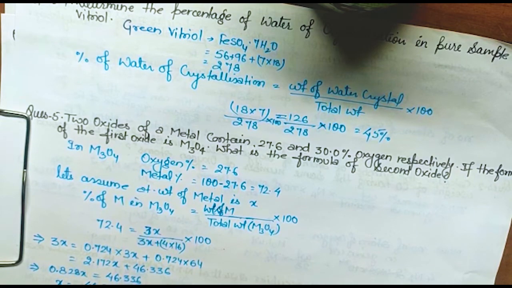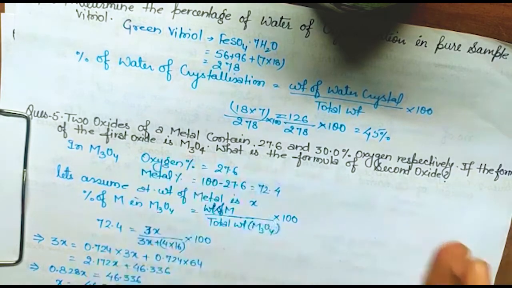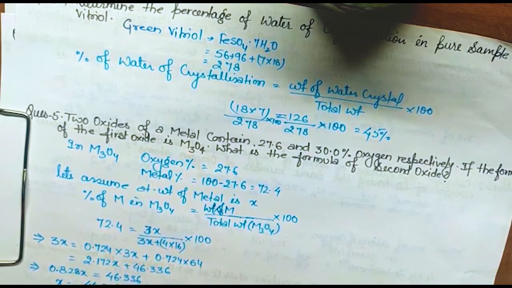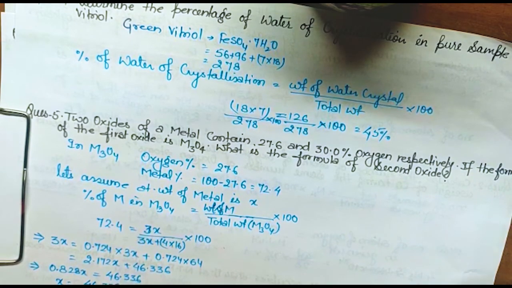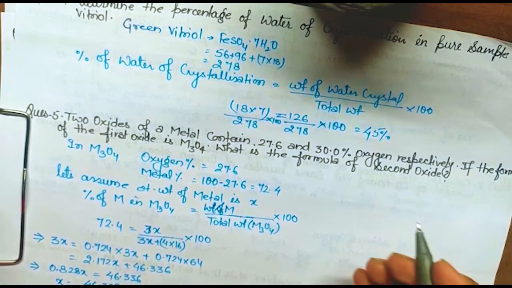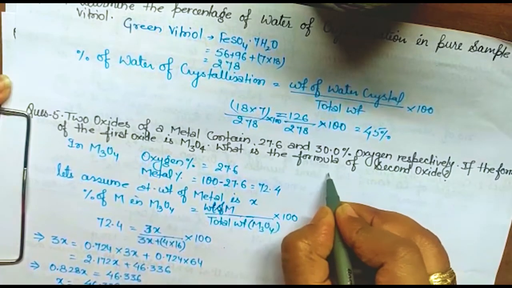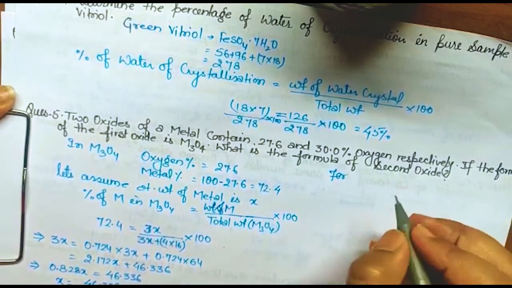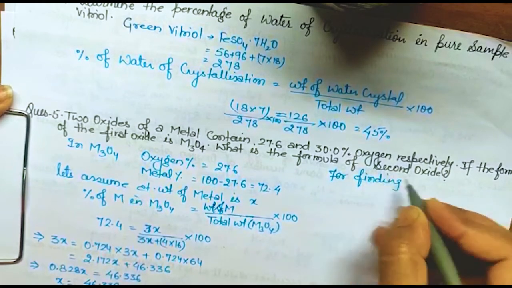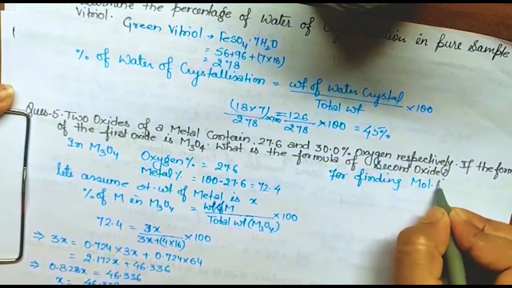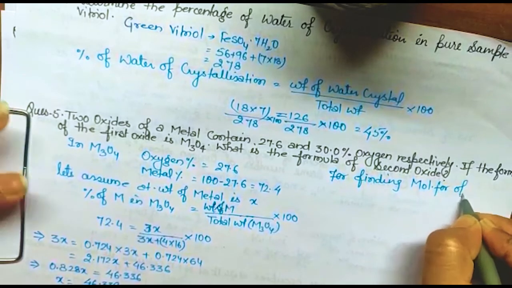Got it? So now you have to find the other formula, the oxide formula, isn't it? It is simple: for the empirical formula, what we do is percentage upon atomic weight, isn't it? So just do it for the next. Let me give the heading: finding the molecular formula of the second oxide.